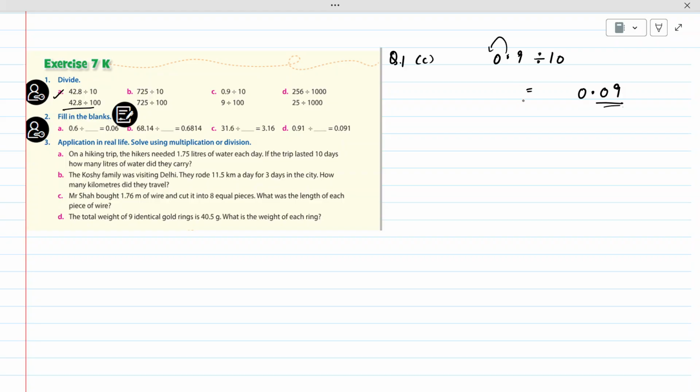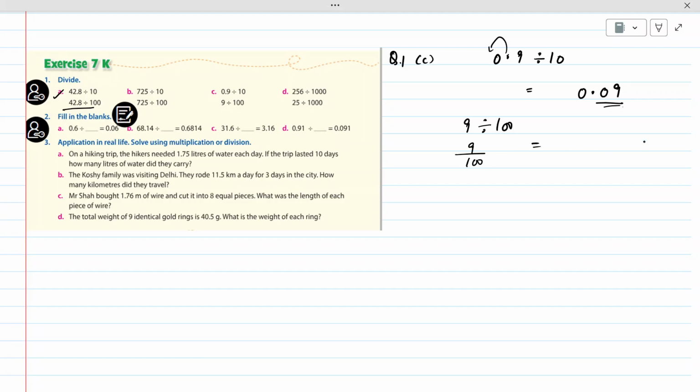If you want to check, you can do this, but simply we will apply this rule that when we are dividing a number by 10, the decimal will move one place to the left. And now the other part of this is 9 divided by 100. When we are dividing 9 by 100, that means in the denominator we have two zeros.